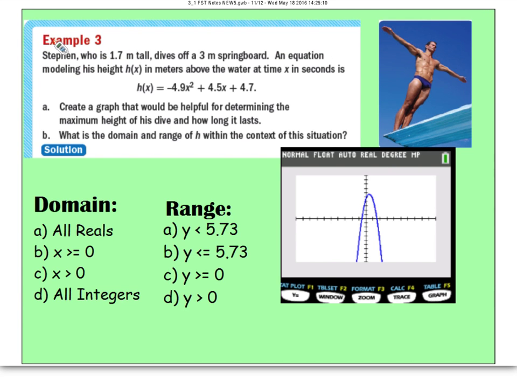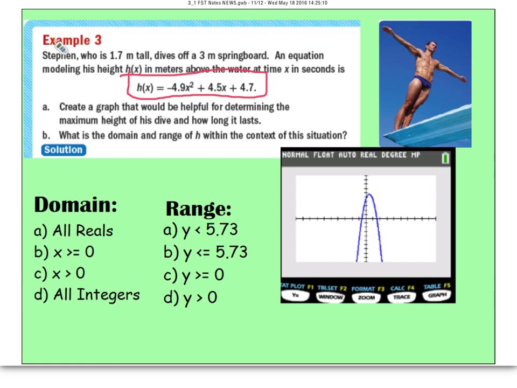Here's a nice real-life example. We have Stephen here, who is 1.5 meters tall, and dives off of a 3-meter springboard. An equation modeling his height in meters above the water in seconds is this equation here. So create a graph that would be helpful for it. Well, I just went into y equals, and I typed this graph right here. Zoom standard actually gave a decent window.